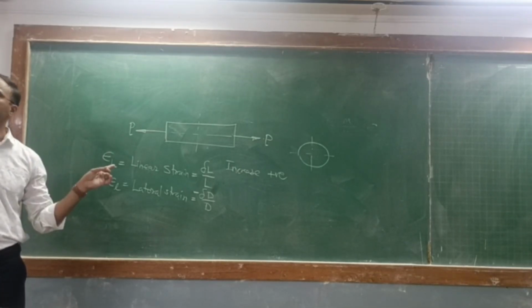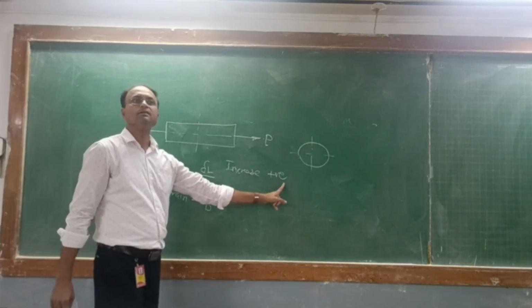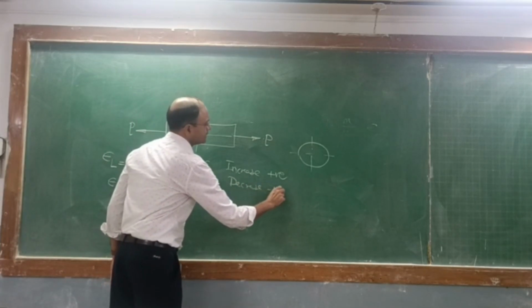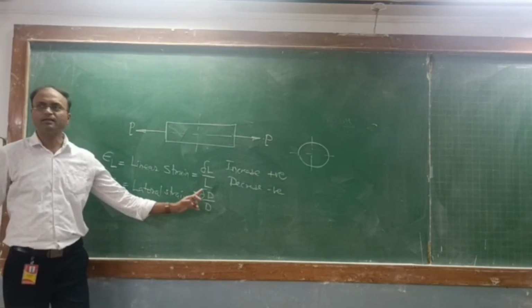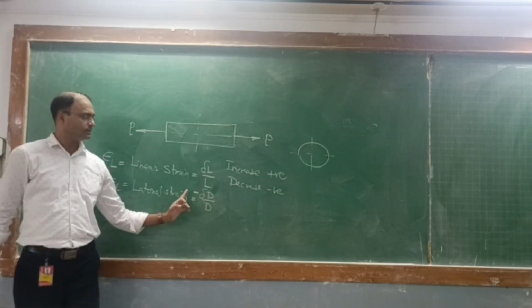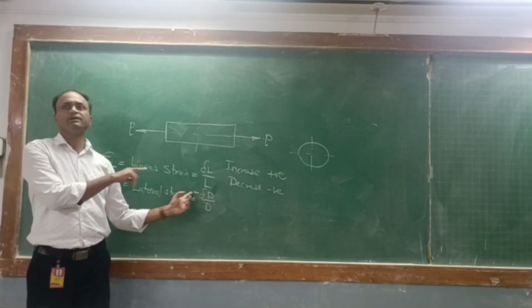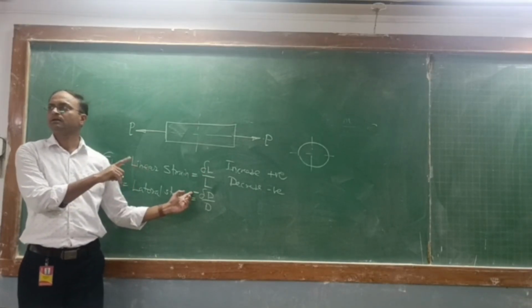Have you understood this? Why negative? Because we take increase as positive, so decrease will be taken as negative. यहाँ पर diameter decrease हो रहा है. That's why while writing this equation, it is associated with negative sign. Is it clear?